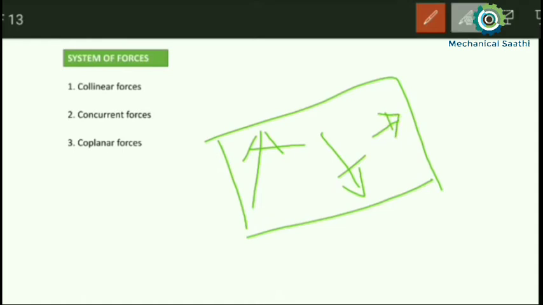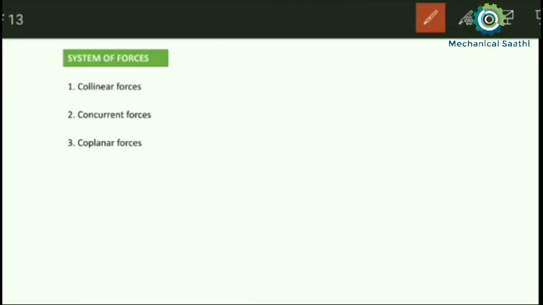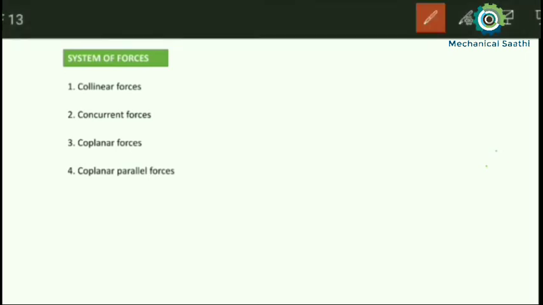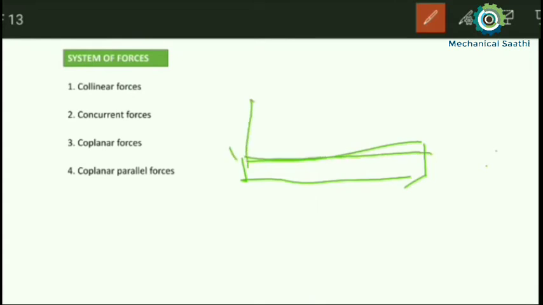Likewise we can get a number of systems. So let us see what other kinds of systems we can get, that is coplanar and parallel forces. There is one important kind of force system. Suppose there is a beam, and in the case of the beam we are applying some loads like this. These are coplanar and parallel. These two forces are parallel to each other.